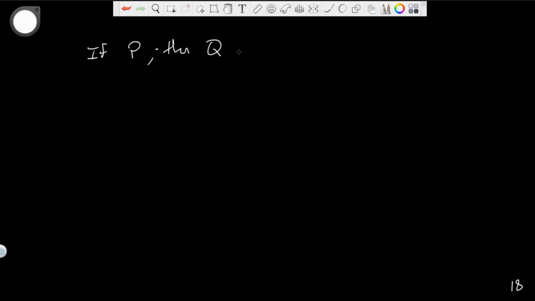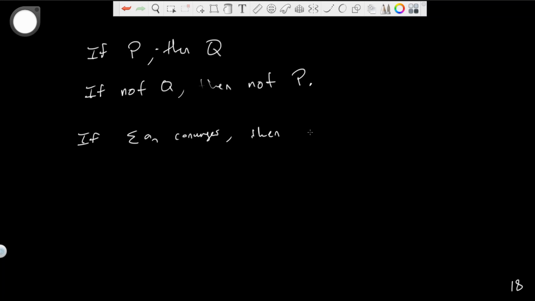Right, if that is our theorem, then if not Q, then not P is valid. What is that for us? Well, if our theorem is if the series converges, then the limit as n goes to infinity of a sub n is equal to 0. That's theorem 1.